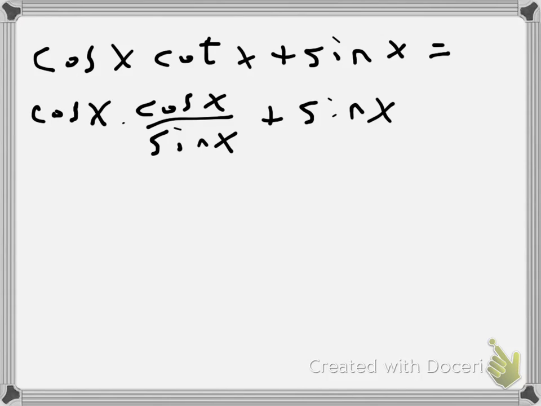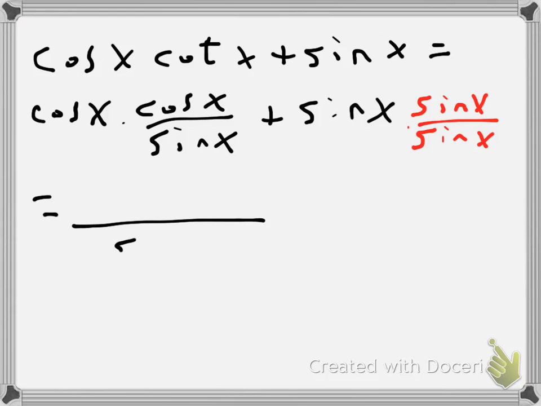And now I've got these two things that I can add together. If I get a common denominator, the common denominator is going to be sine. So I'm going to multiply top and bottom by sine. And now that I've got that common denominator, I can combine them into one big fraction with sine on the bottom.